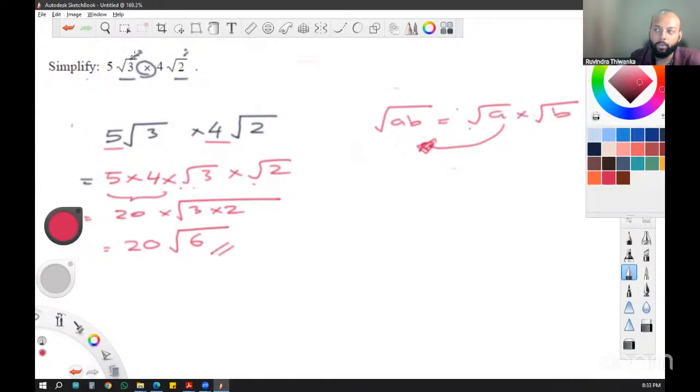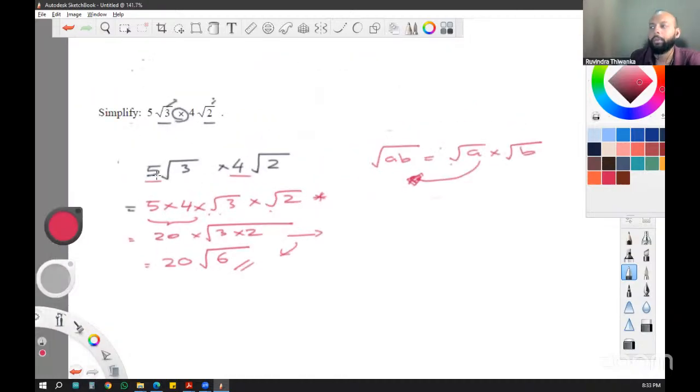5 times 4 is root 20. 3 times 2 is 6. So you can skip this step. You can write this one and directly come to this one. Okay. So I'll give you 1 minute. Just note this down quickly.